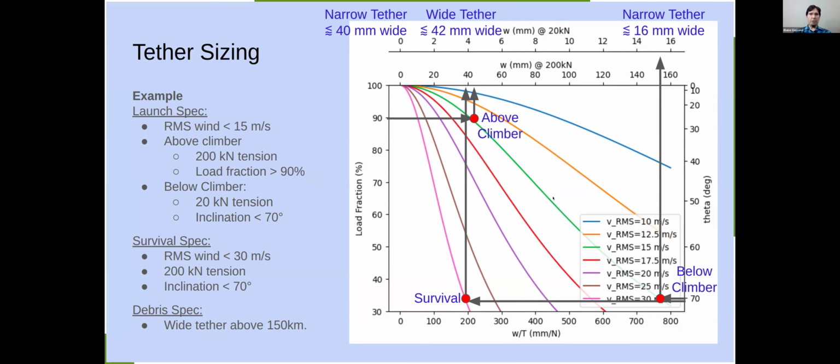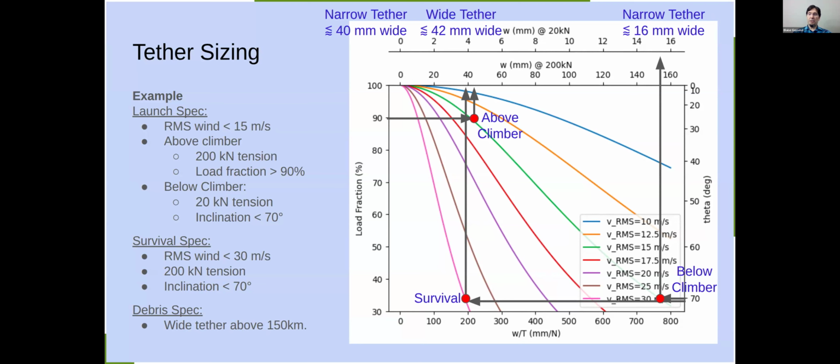All right, so let's design a climber. I want to be able to have a 90% load fraction at 15 meter per second wind speed. If I read up, this tells me that at 200 kilonewtons, I'm going to have 42 millimeters, a ribbon that's less than 42 millimeters wide. Below the climber, I want to have at most 70 degrees inclination, still 15 meters per second wind speed. That means I have to have a ribbon that's narrower than 16 millimeters.